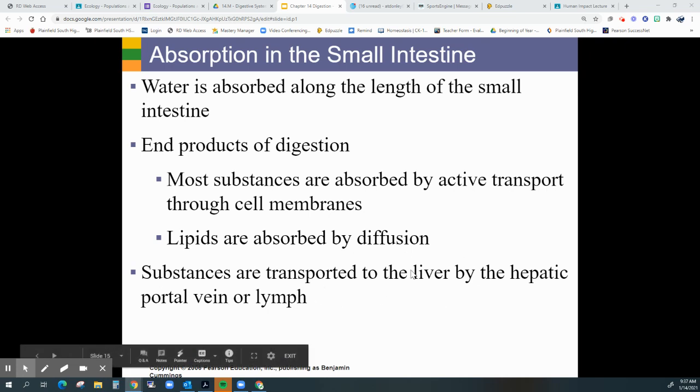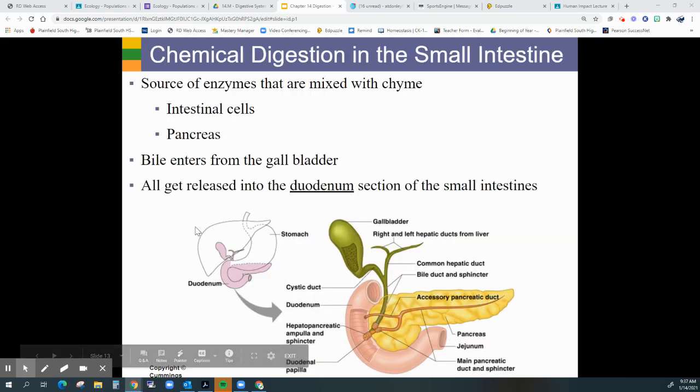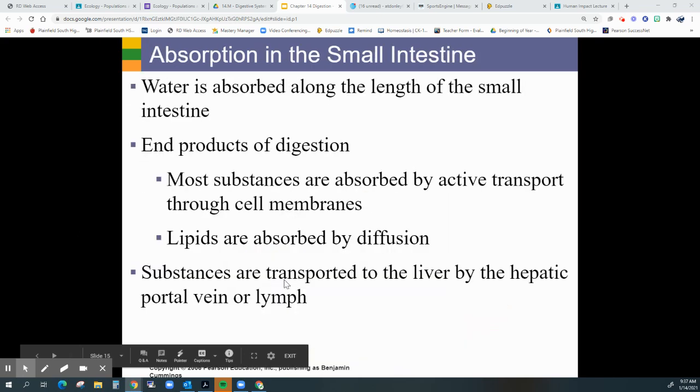Anything absorbed is going to be transported to the liver by the hepatic portal vein. Actually, if I go back, we can see that. You can see everything's transported. There's a vein system right in through here that's going to transport things back up to the liver. Or it can also be picked up by the lymph that's around there, so some of those Peyer's patches and other areas help to get it through there.